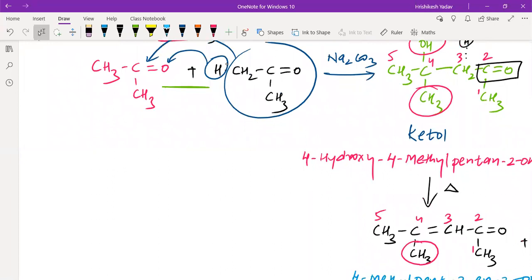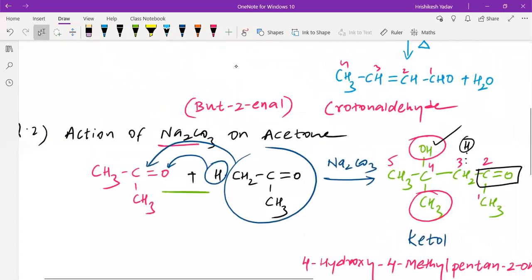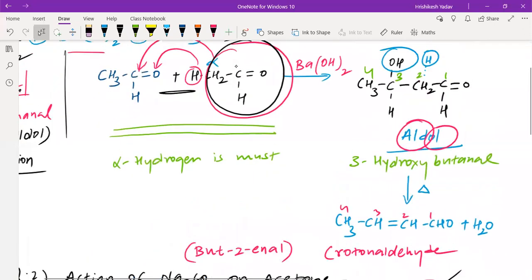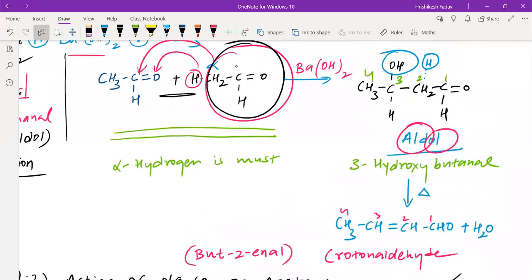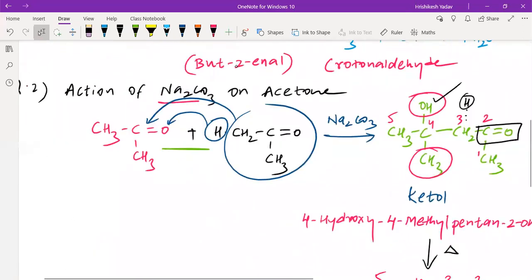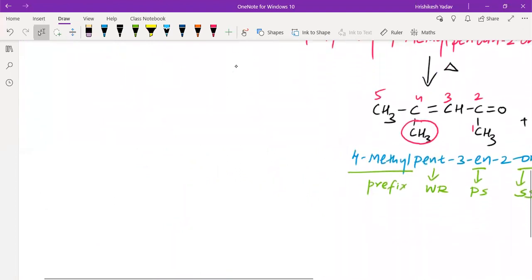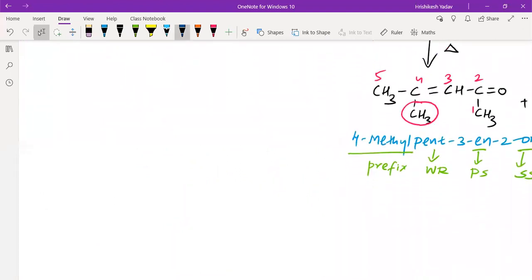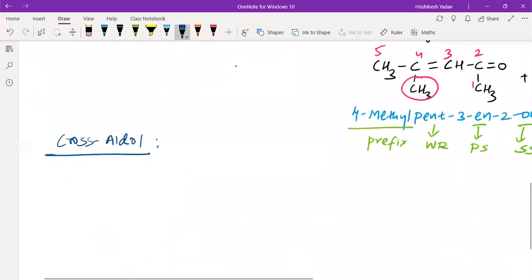Now in this, one more we have, that is cross aldol. As you see in these two reactions, the same molecules are there, like two molecules of acetaldehyde, or here two molecules of ketone. But the next topic which we are going to see here is cross aldol. In cross aldol, two different aldehydes will be there.